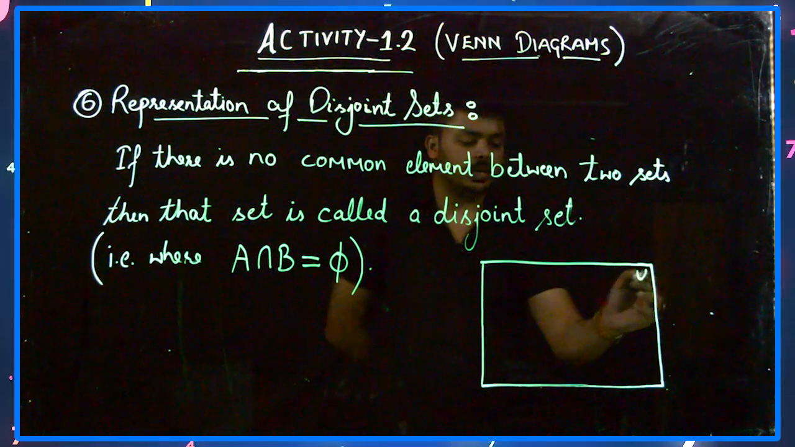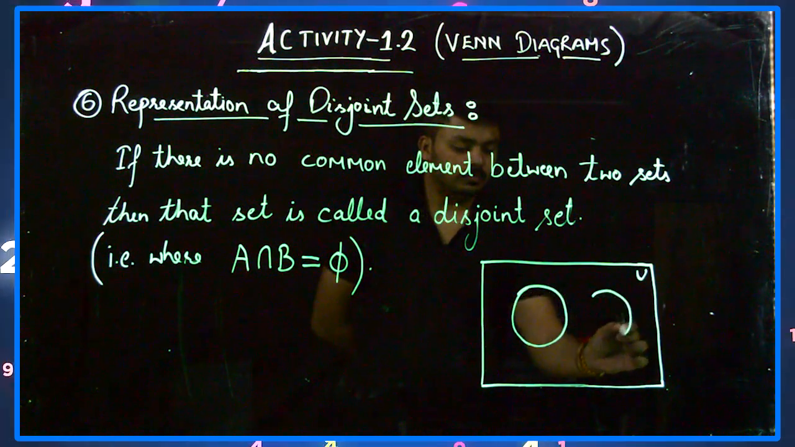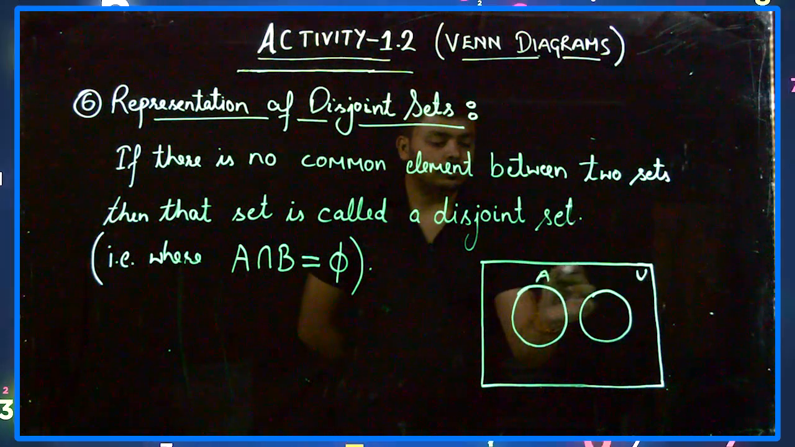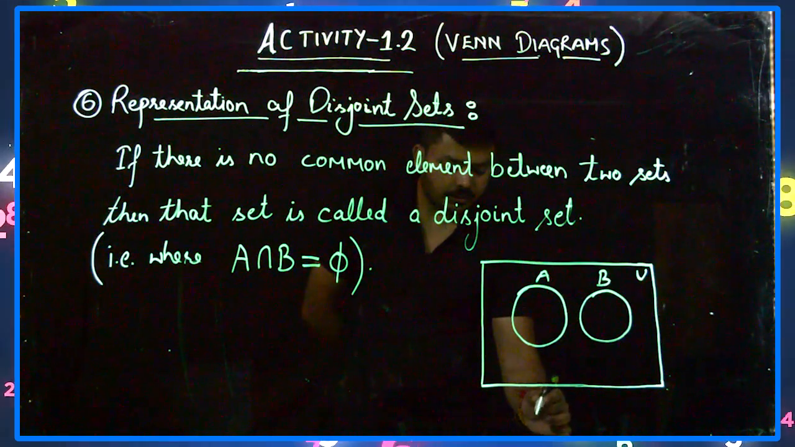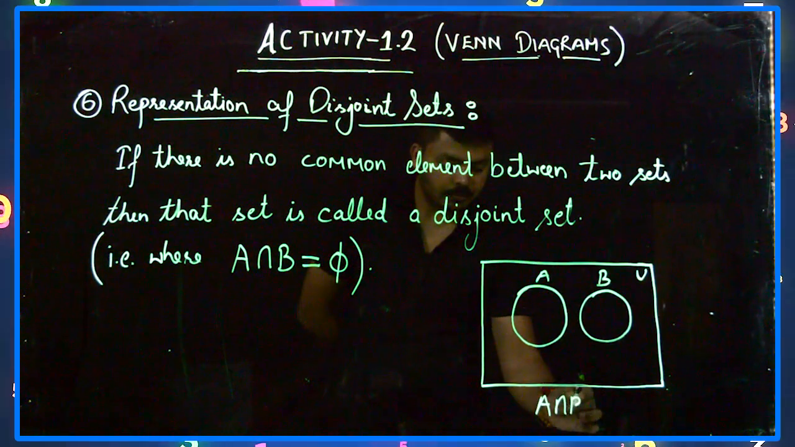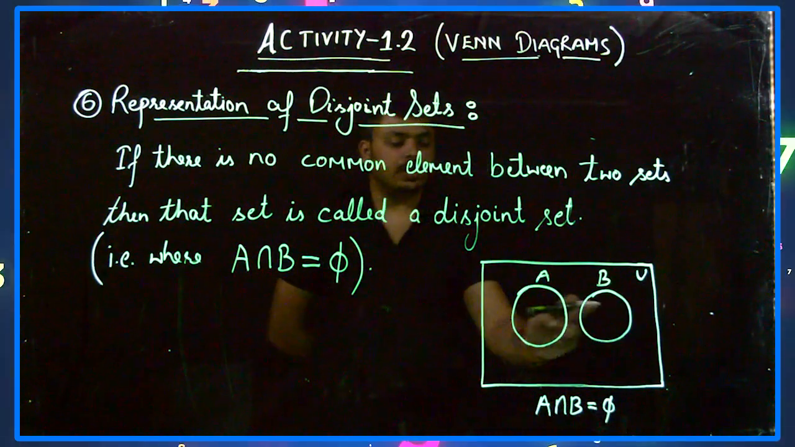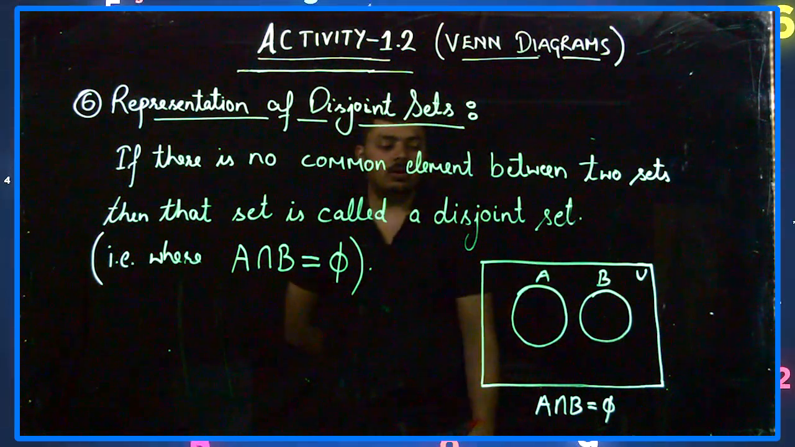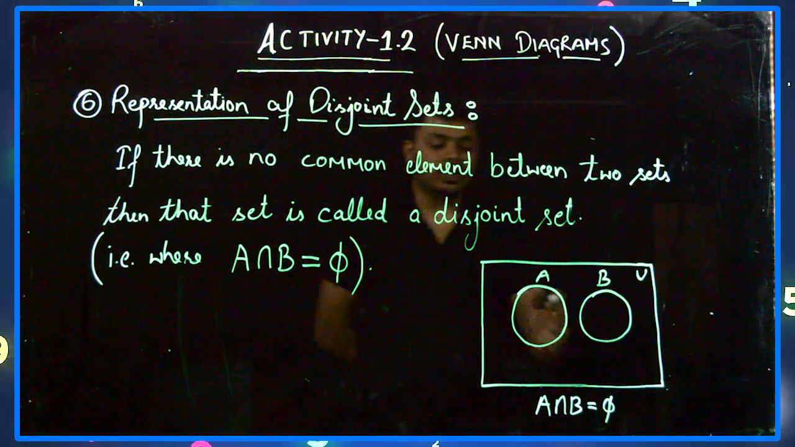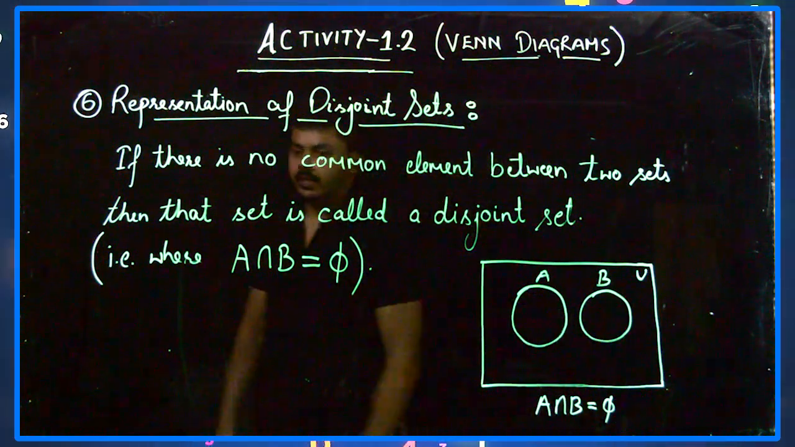Suppose this is a universal set. To represent a disjoint set, so this represents a disjoint set, that is A intersection B equals empty set, since they have no common elements. The elements of set A are completely different from the elements of set B. So this set is known as disjoint set.